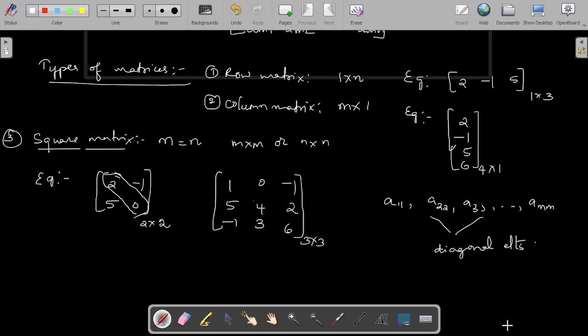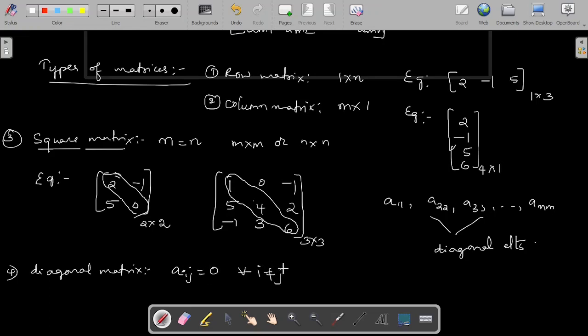Next type of matrix is the diagonal matrix. A diagonal matrix is a square matrix in which all non-diagonal elements are 0. These are called diagonal elements. Other than these, the remaining elements are called non-diagonal or off-diagonal elements. That is, a_ij equals 0 for all i not equal to j. i equal to j means diagonal elements, and i not equal to j means non-diagonal elements. So a square matrix in which all non-diagonal elements are 0 is called a diagonal matrix.